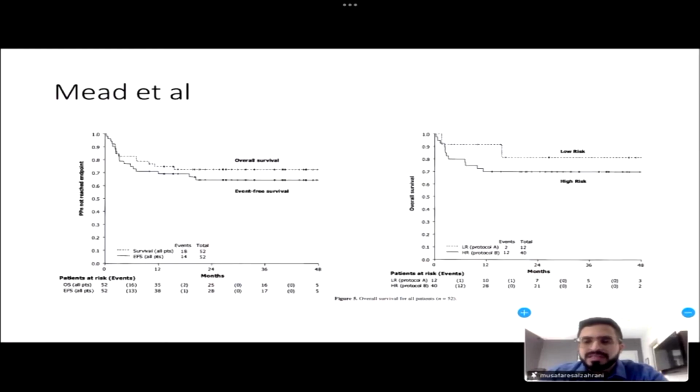You can see the graph from this study that the low risk did better than high risk, which is expected, and you can see the quite good outcome for overall survival and event-free survival over time.